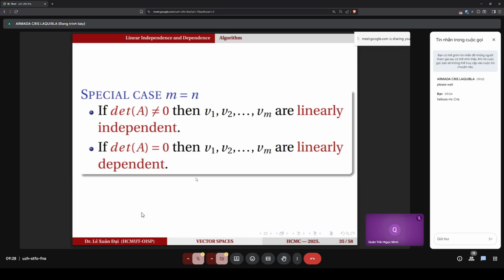For square matrices, we use the determinant. If the determinant is not equal to 0, the vectors are linearly independent. If the determinant of A is equal to 0, they are linearly dependent.